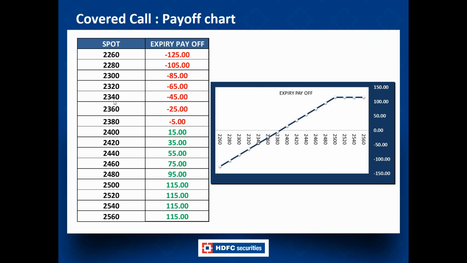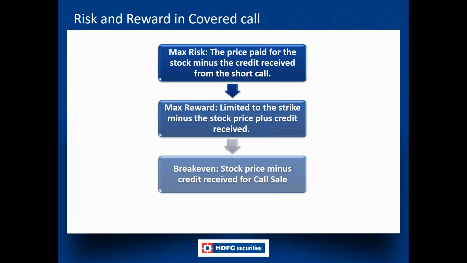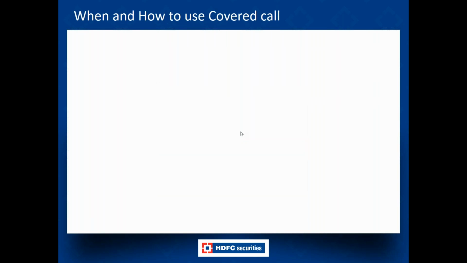So here below 2380, the loss is unlimited. However, the profit is limited to the extent of rupees 125. So risk and reward: maximum risk, as I told, is the price paid for the stock minus the credit received from the short call. Reward is limited to the strike minus the stock price plus credit received, and the break-even point is the stock price minus the credit received for the call sale. So this is just in formula form, which I have already explained to you in a theoretical way.